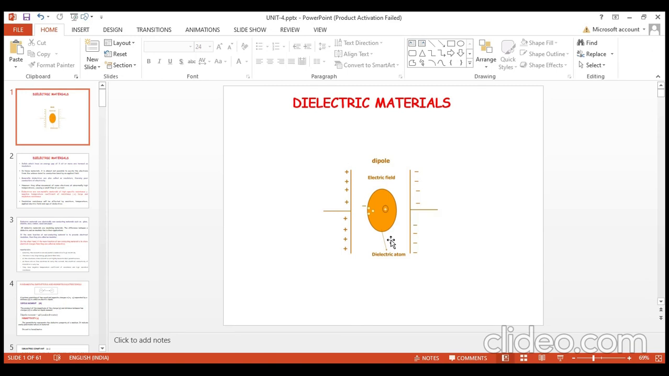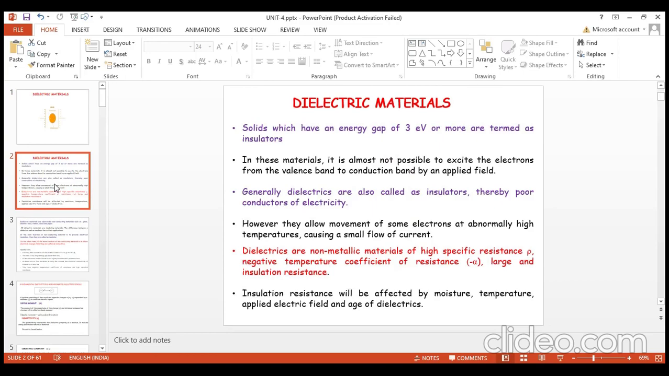So now we are going to discuss dielectric materials. First, what are dielectric materials? Dielectric materials can be defined as follows.